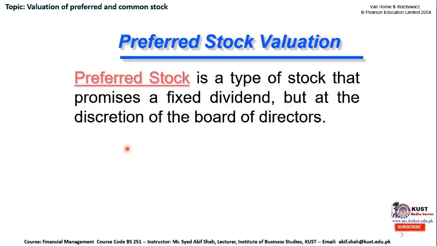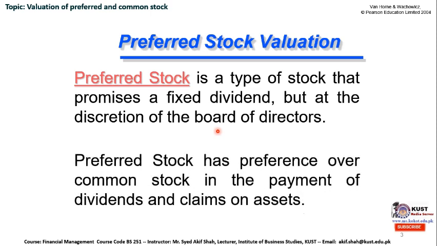Let's discuss our first agenda, that is preferred stock valuation. Now, what is preferred stock? It is a type of stock or share that promises a fixed dividend but at the discretion of the board of directors. So the first characteristic is that the board of directors will decide to pay out a fixed amount of dividend on the preferred stocks. Why do we call this stock or share as preferred stock?